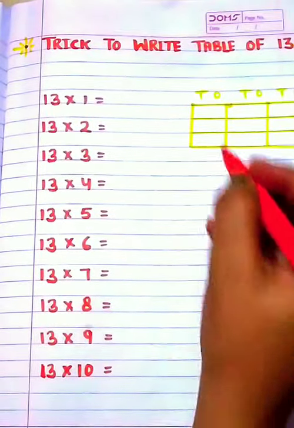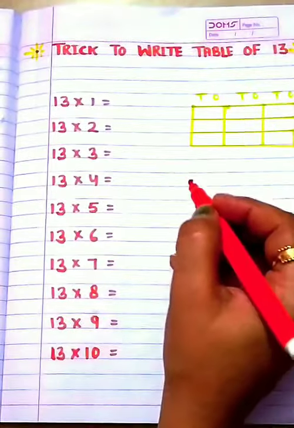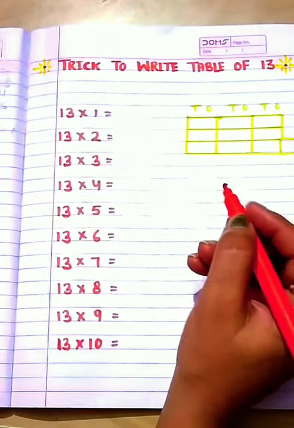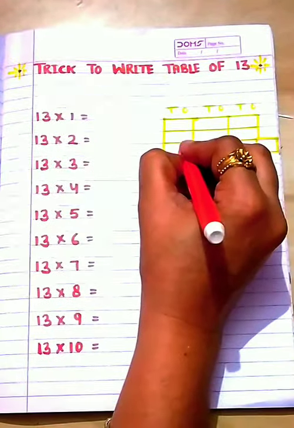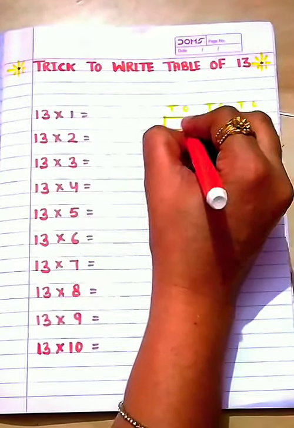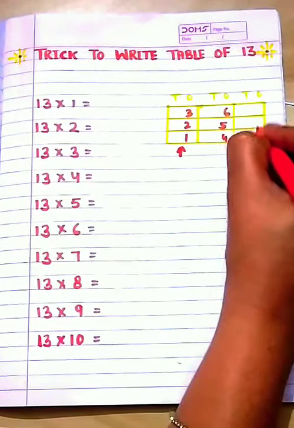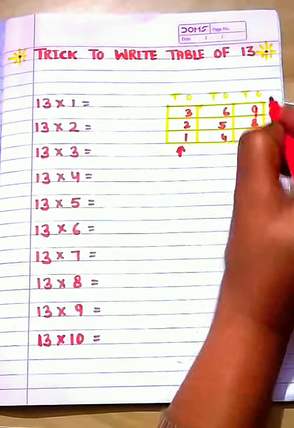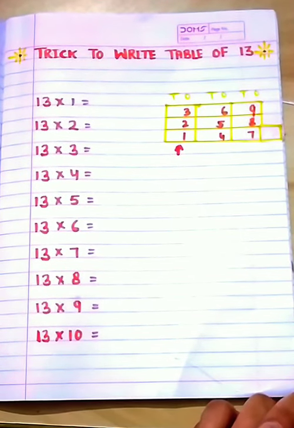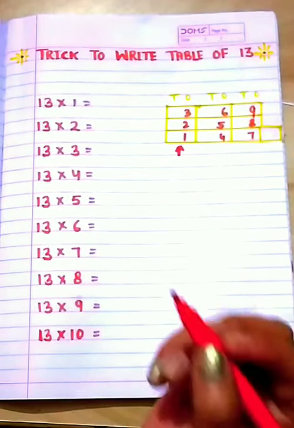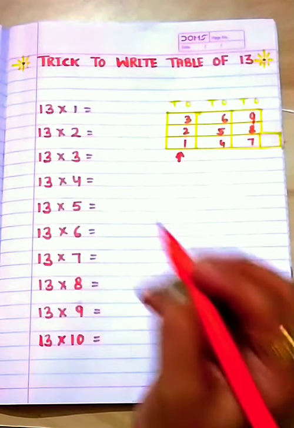Trick to write table of 13. First we will draw a rectangle of 9 boxes. Then we will write 1 to 9 counting from bottom to top. After that we will write from 1 to 13 except 4, 8 and 12 in tens place horizontally from the top to bottom.